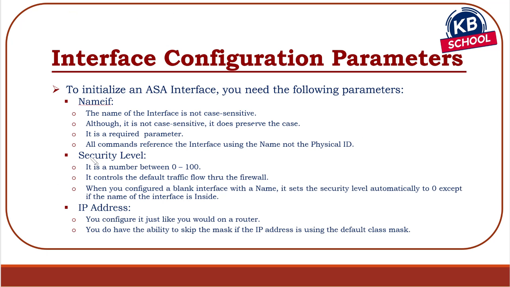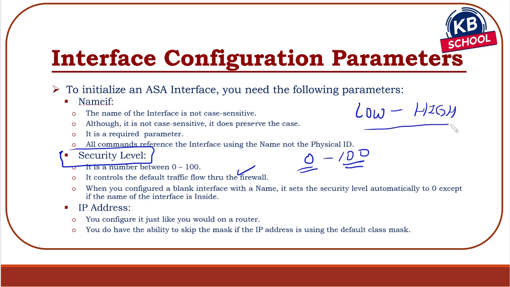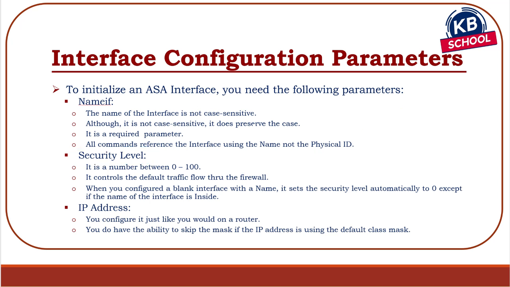The next parameter, as we talked about, was the security level parameter. What does it do? It's the one that controls the default flow of traffic through the firewall. The numbers are 0 through 100. 0 is the untrusted port, generally the outside or internet facing port. 100 is the inside interface or the corporate network. Everything else, like the DMZ, would be in the middle. This is the low to high or high to low traffic that we were talking about. We also had a discussion about what happens if you have two interfaces that have the same security level. We'll also do that in one of the following labs. The last thing is the IP address.